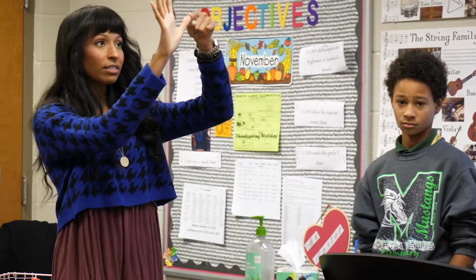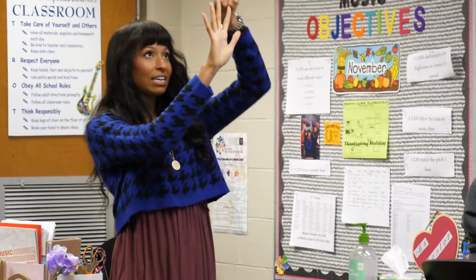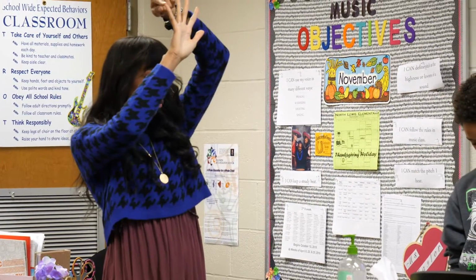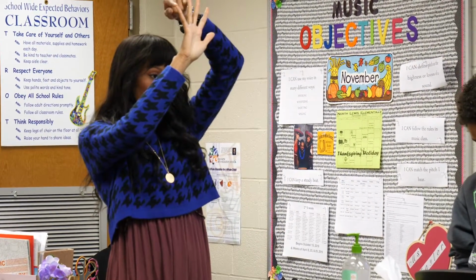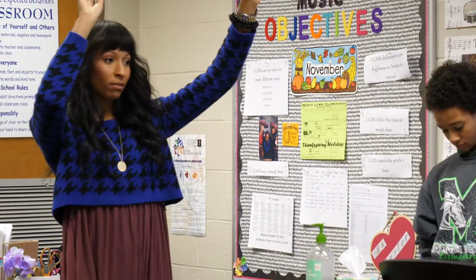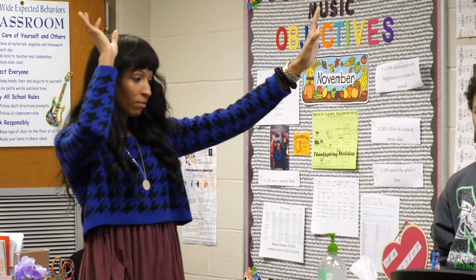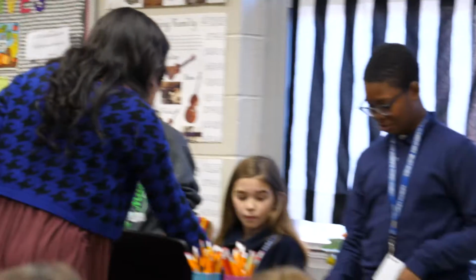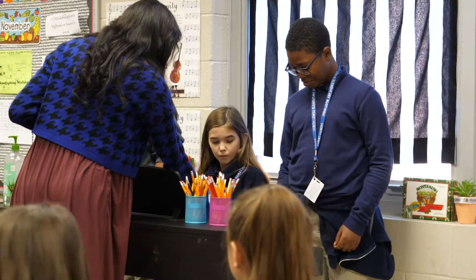Good. Now, C, D, E, F, G. The fifth is a G. Let's play that one. Play a G. Ready, go. Okay? So, this is your C. This is your G.